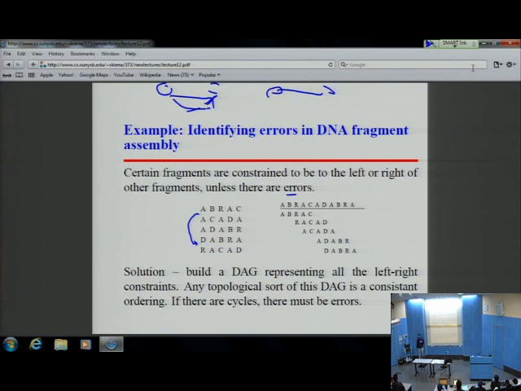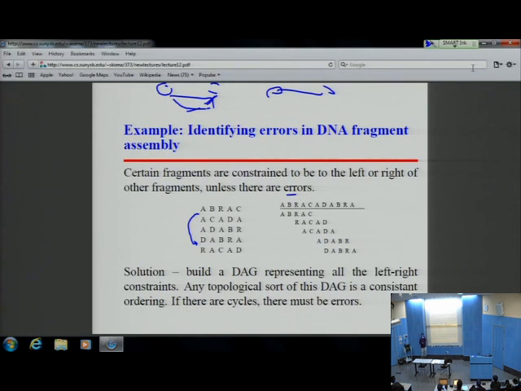The problem reduces to building a graph where the vertices are the different strings. There is a directed edge from one string to another if we have a constraint that this has to be to the left of that. Then I'm going to have an acyclic graph. A plausible ordering of these fragments is going to be a topological sort of that graph. How many people see what I'm saying? I think this is somewhat ill-defined still, but any questions about it?